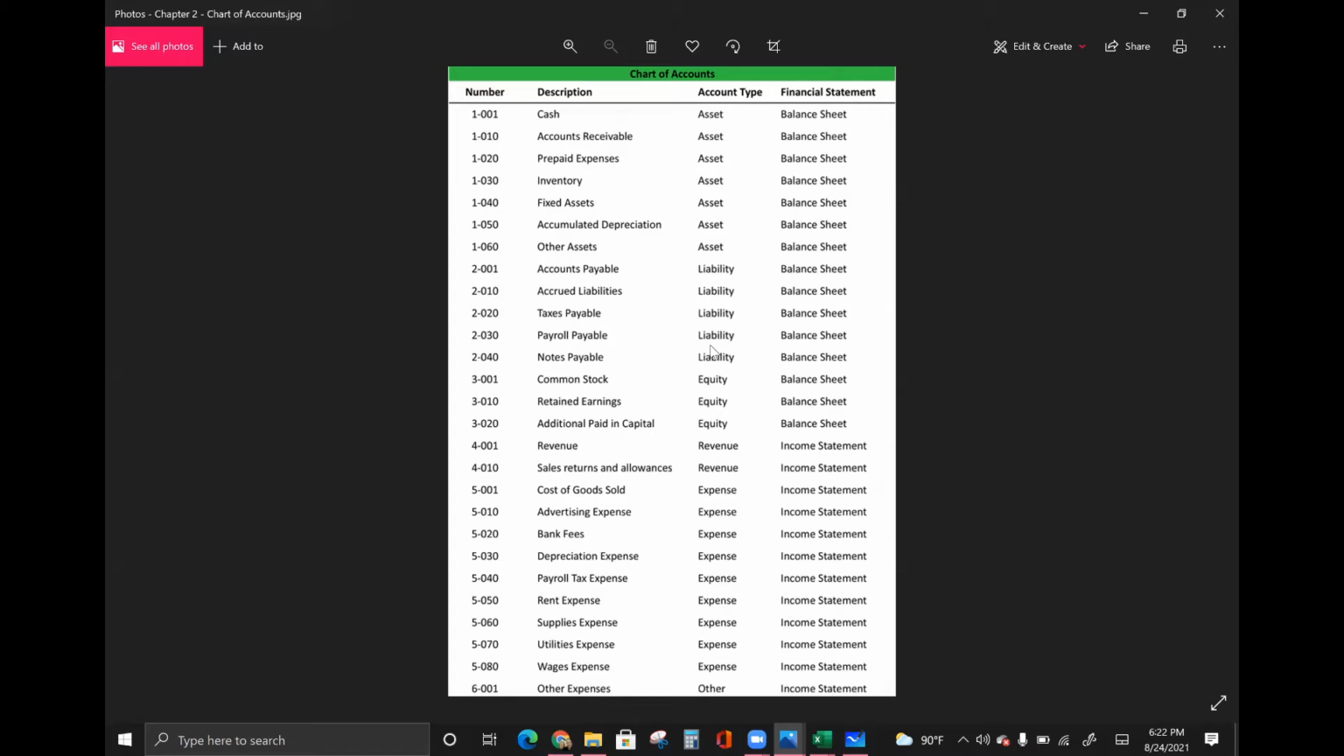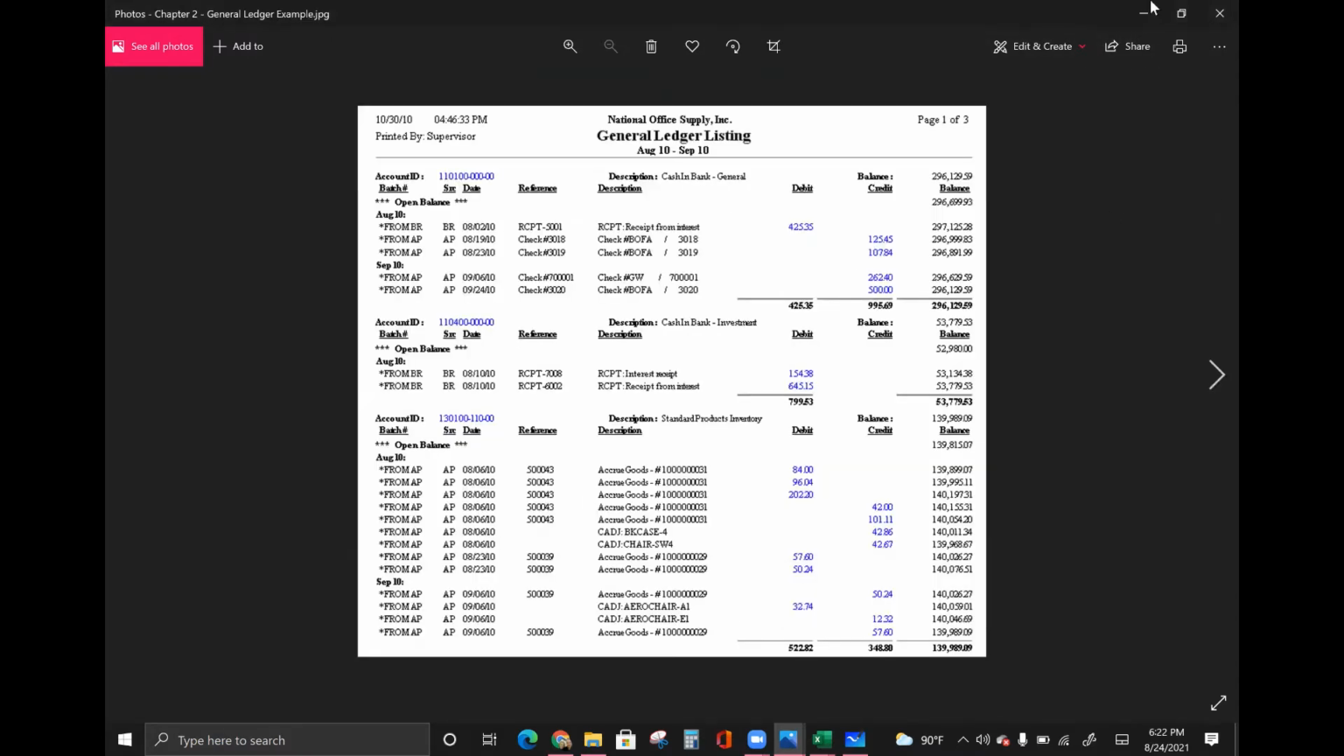So you'll see that it tells me cash is number 1001. What type of account is cash? It's an asset. Where does it show up? What financial statement is that going to be on? It's going to be on the balance sheet. So as you start looking at these different statements, you should know what type of accounts are going to show up on those statements. Okay. So this is an example listing of a chart of accounts.